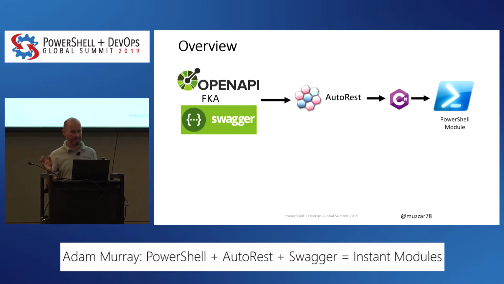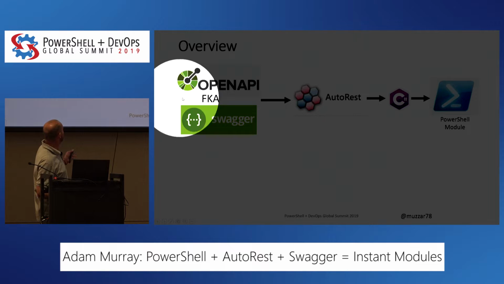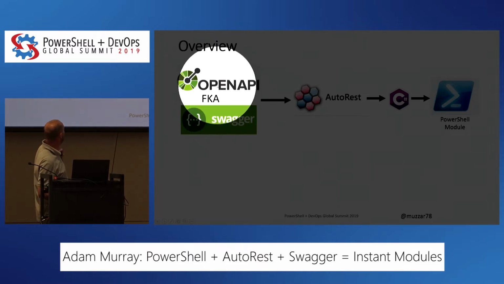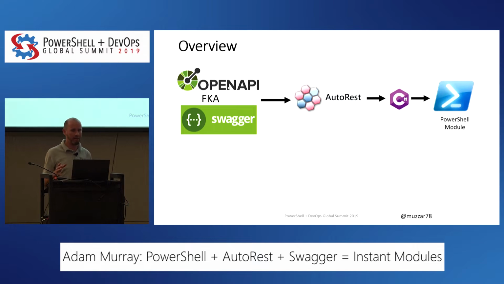So this is the basic flow. What do we got here? AutoRest takes a feed from an OpenAPI, which was formerly known as Swagger. What happened there was Swagger actually donated the specification to the OpenAPI initiative. This happened about 3 years ago, and that led to the renaming. Prior to that, it was all known as Swagger, and you would have heard people talk about Swagger API.